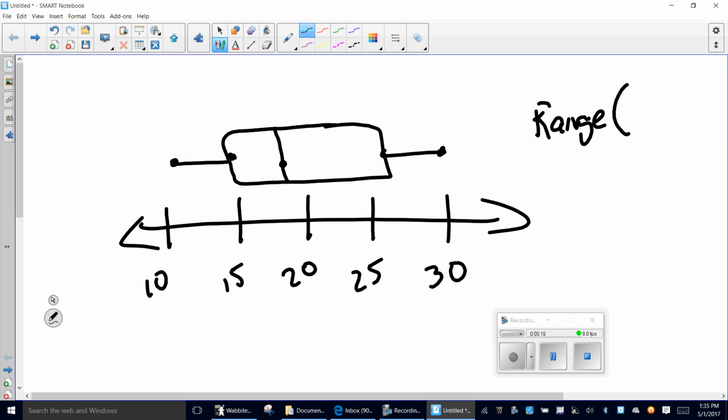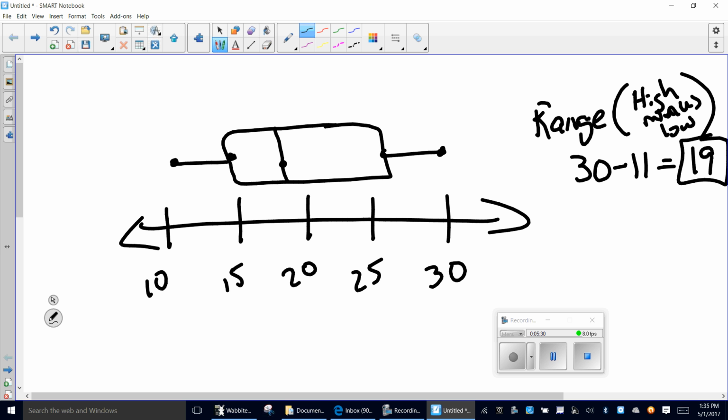What is range? High minus low. Okay? So the range is going to be 30 minus 11, which is 19. Okay? And all that says is that from beginning to end, there's 19 units between it. Okay? Beginning to end.